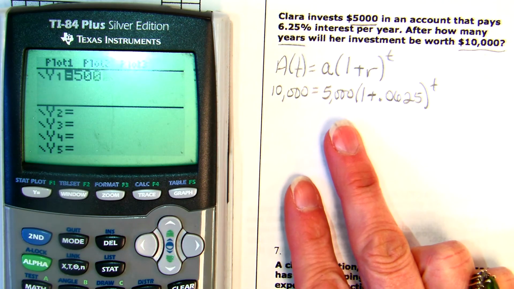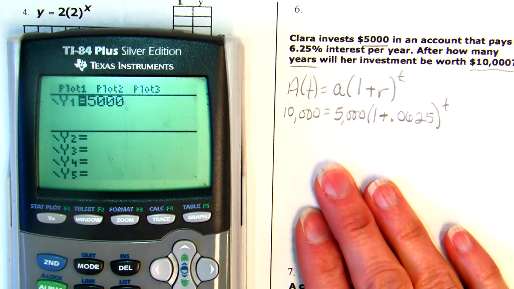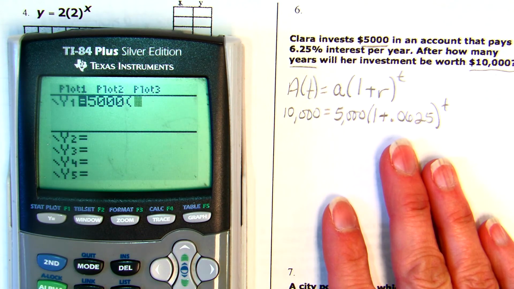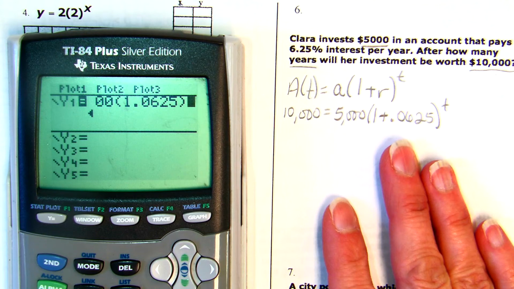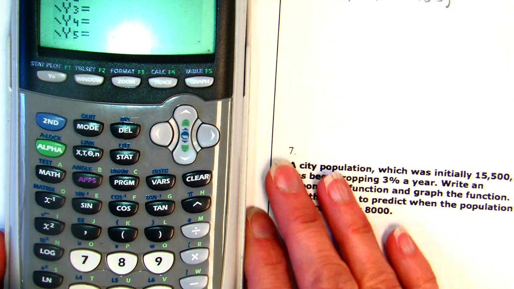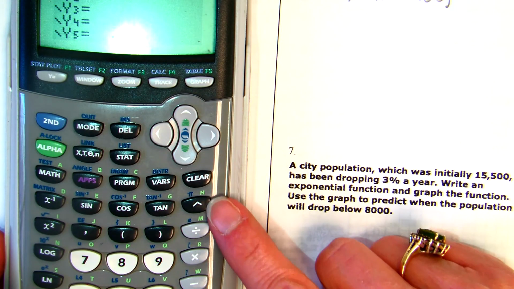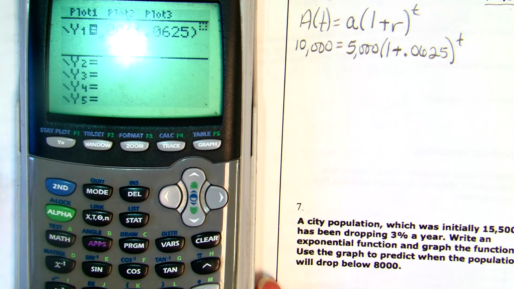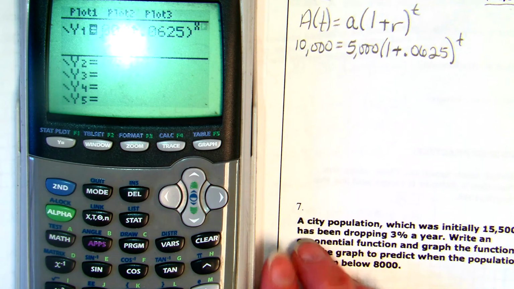5,000 times, what is 1 plus 0.0625? 1.0625 raised to the X power. How do I raise to a power? This little caret button right here above the division button. This is your raise to power. So raise to the X power. Where's the X button? Below mode. Go up to second, go over to mode, and go down 1, and there's where your X value is. So 5,000 times 1.0625 raised to the X power. And hit graph.